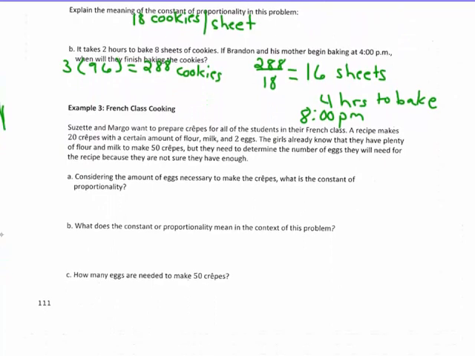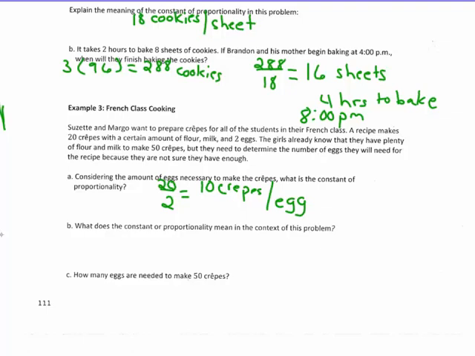And we know to make 20 crepes with a certain amount of flour, milk, and 2 eggs. The girls already know they have plenty of flour and milk to make 50 crepes, but they need to determine the number of eggs they will need. Considering the amount of eggs necessary to make the crepes, what is the constant of proportionality? So I know 20 crepes takes 2 eggs. So what's my constant of proportionality? 10. 10 crepes per egg.